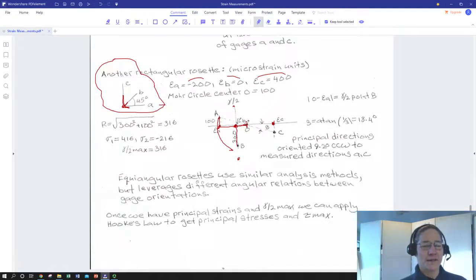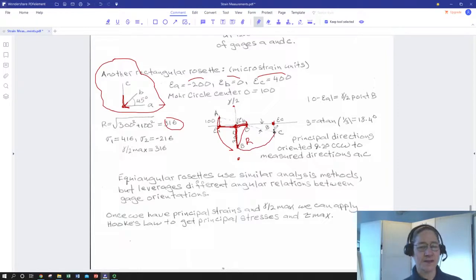So we know that the base of EA to O is going to be equal to basically the height of our EB to B. So EA to O is 200 plus 100 is 300. So epsilon, or EB down to B, is 300. So here's our point B. So now we can use Pythagorean to get R. So we have 100 microstrain here, 100 squared plus 300 squared, take the square root, and R turns out to be 316.